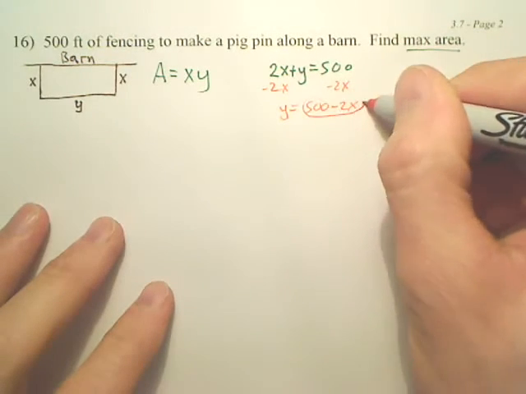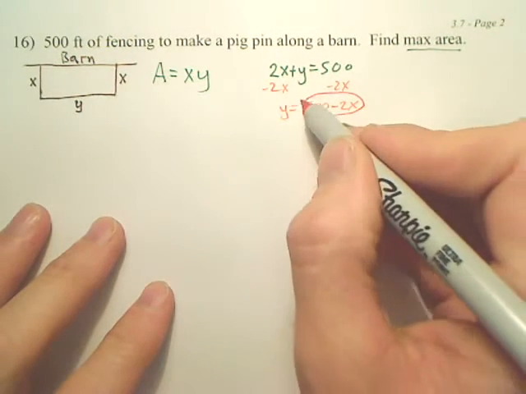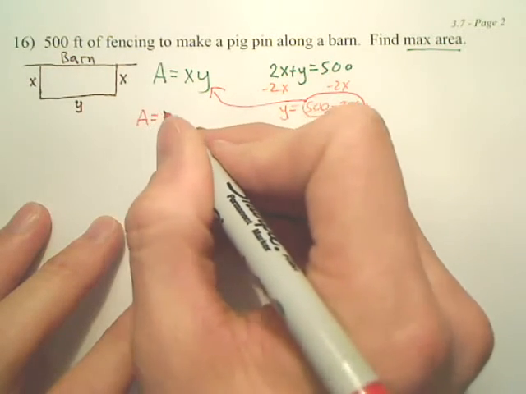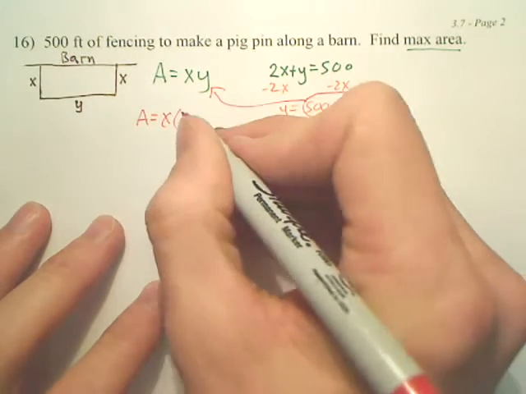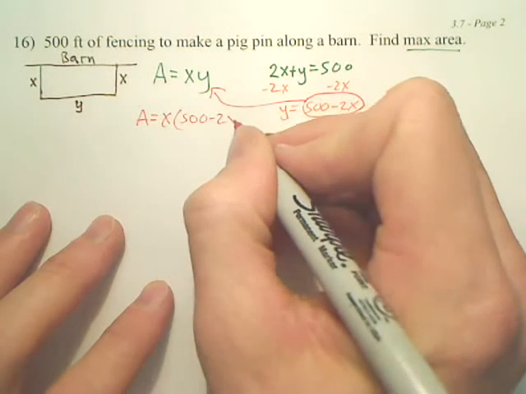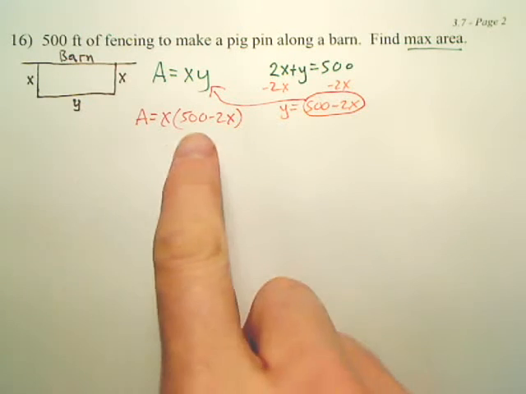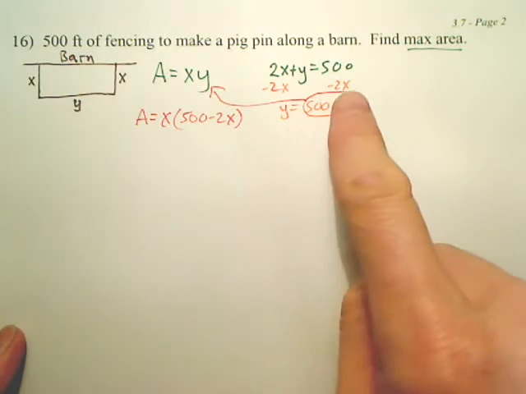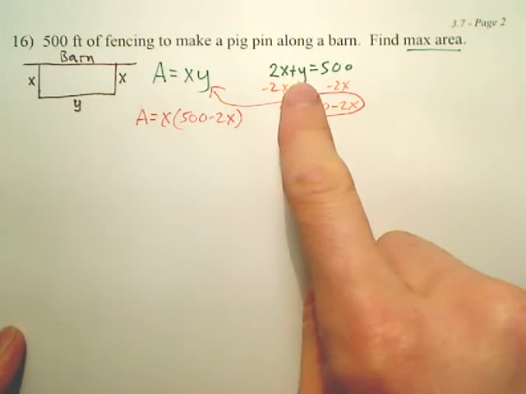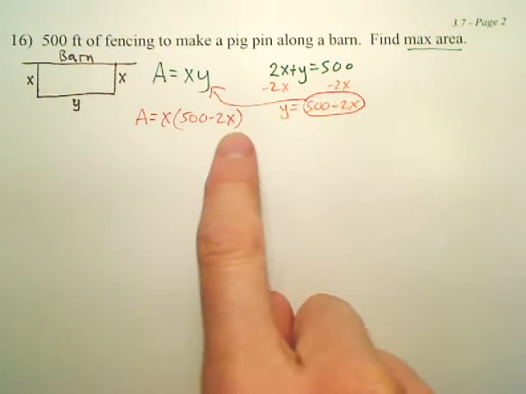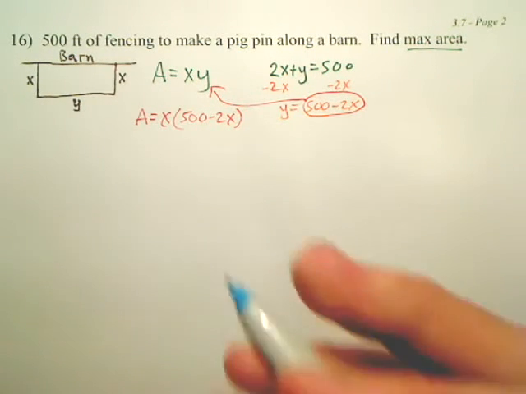You're going to take this, and where are you going to plug it in your primary? In for y. Now you have x times 500 minus 2x. That is my new equation. This equation relates to the information here. This is your secondary, this is your primary. I want to derive this to maximize.